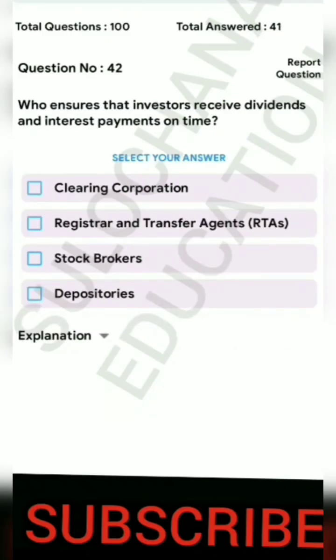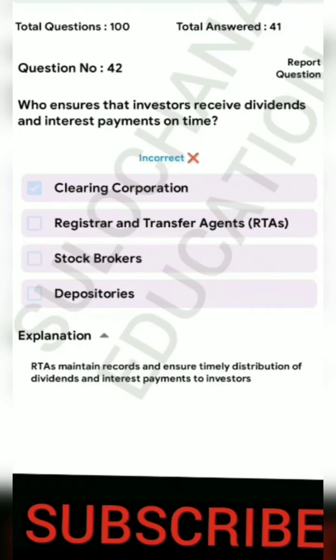Who ensures that investors receive dividends and interest payments on time? Options are A. Clearing corporation, B. Register and transfer agents, C. Stockbrokers, D. Depositories. And the correct answer is option B. Register and transfer agents.